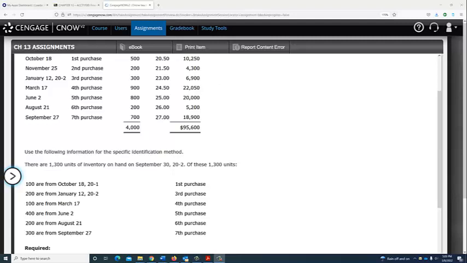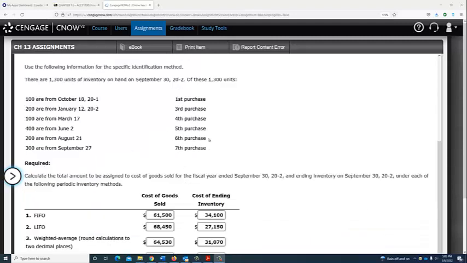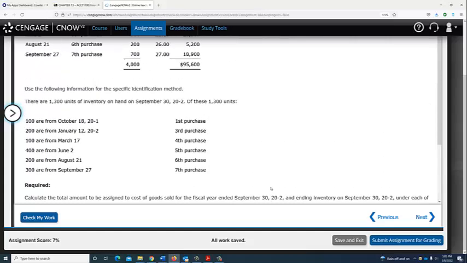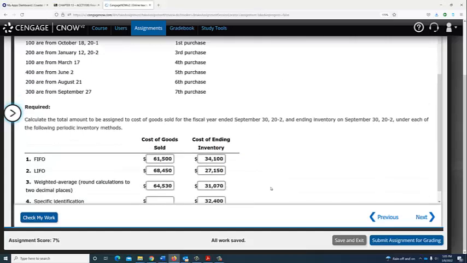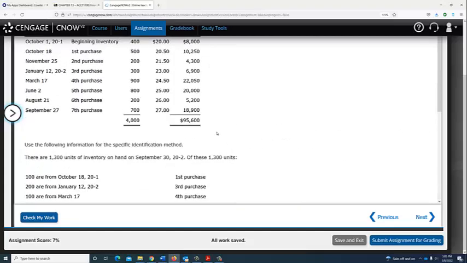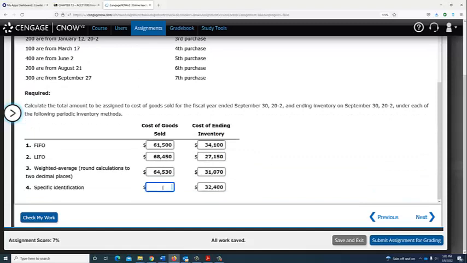2,050, the 4,600 from the third purchase, the 2,450 from the fourth, the 10,000 from the fifth, 5,200 from the sixth purchase, and then 8,100 from the seventh purchase. And those figures total up to 32,400. So I can easily back into my cost of goods sold by subtracting the 32,400 from 95,600.